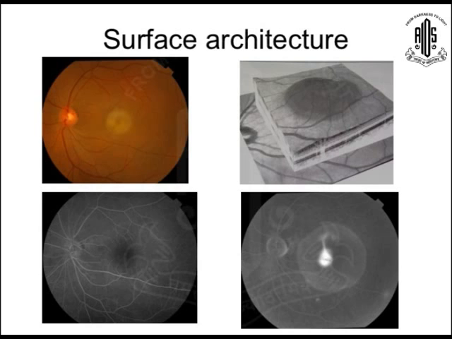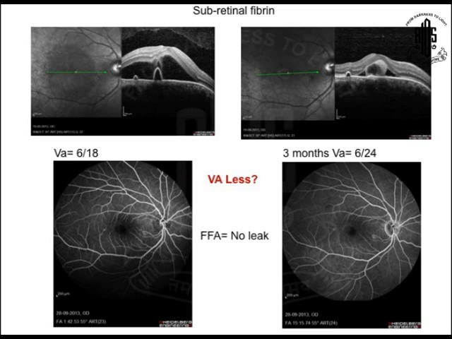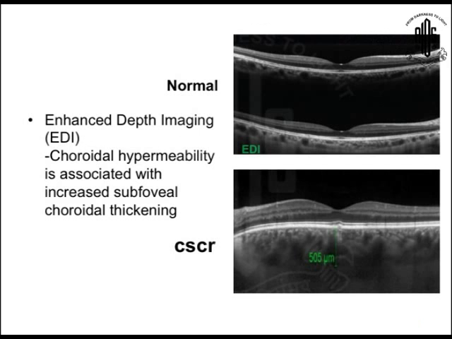Surface architecture also, the OCT helps us to delineate nicely. And this is another of the photos. If you see, the vision is less. We saw it at 6/18 vision, and after 3 months vision deteriorated to 6/24. And we did the angiogram at 3 months, we see there is no leak. Then we see the OCT, and we can see the reason, see the subretinal fibrin. Though the central macular thickness is less, due to the fibrin only, the vision decreased.